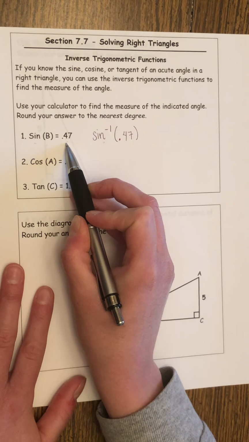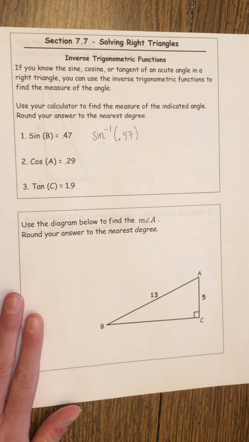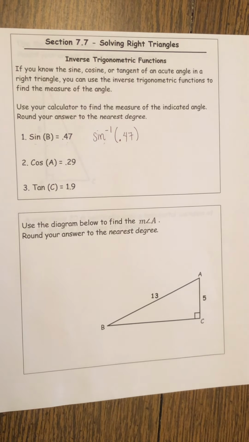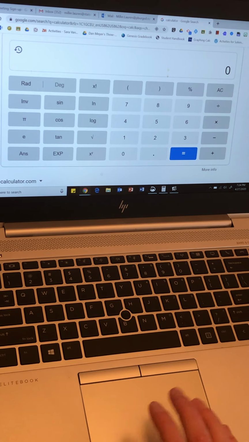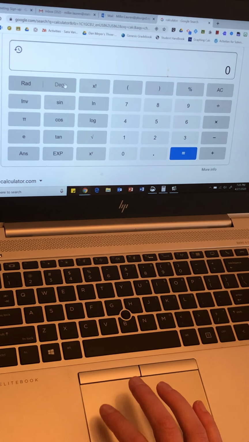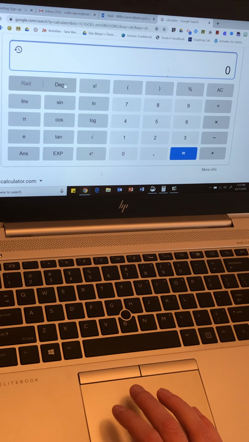Now, you absolutely positively need a calculator for this. If you don't have a scientific calculator, what you could do is in your Chromebook browser, just go to Google and search Google calculator. I zoomed in a little bit to make it bigger, but this is what pops up. And I want to make sure in the calculator that I'm on degree mode. So I'm going to click degree mode and make sure that's darkened.